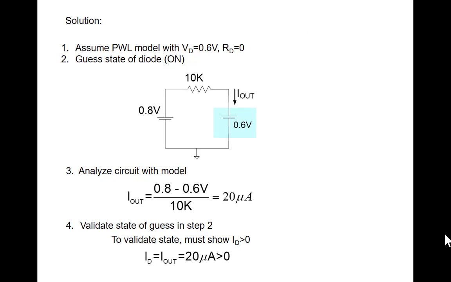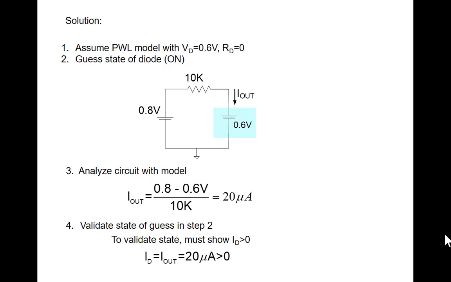We'll put in the model of 0.6 volts. Calculate the current. 0.8 minus 0.6 over 10K is 20 microamps. To validate, we have to show what? That the 0.7 model... We're not going to justify the model yet. We're just going to validate the state now.